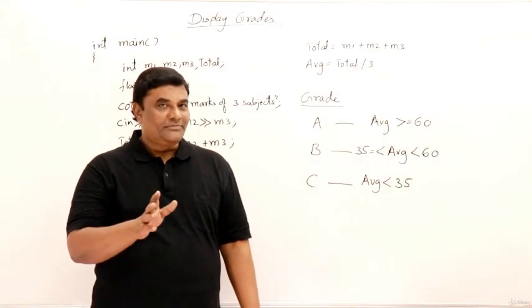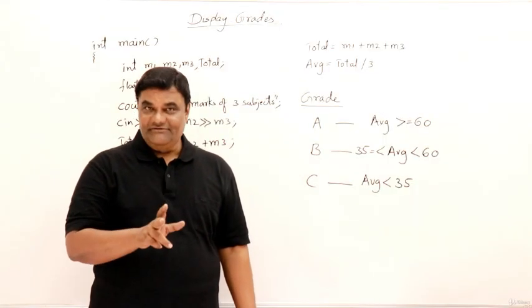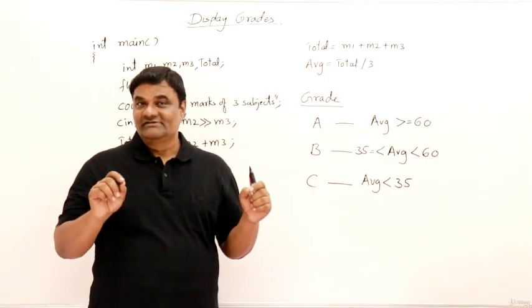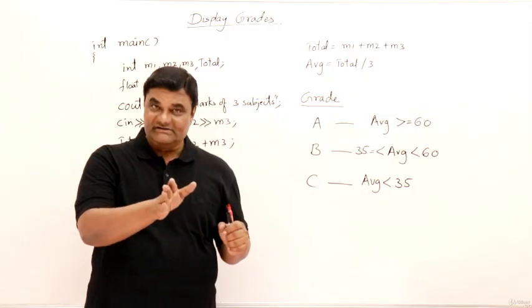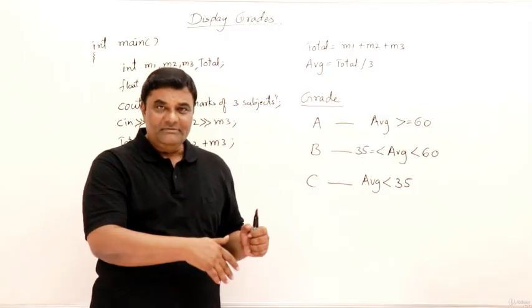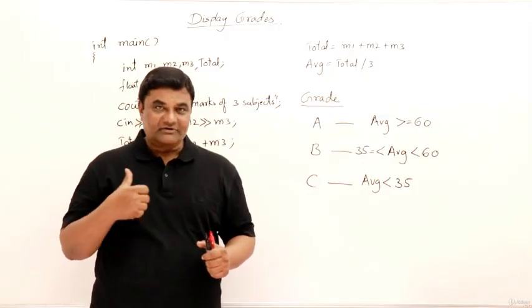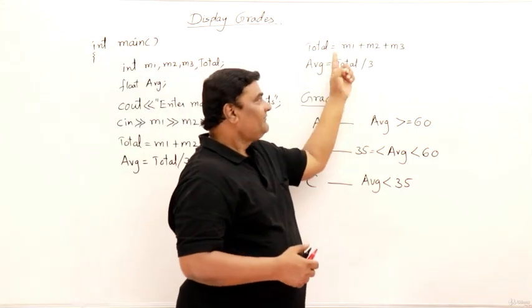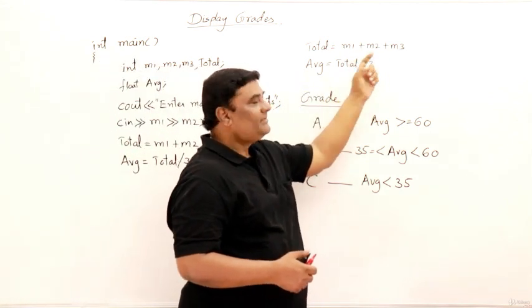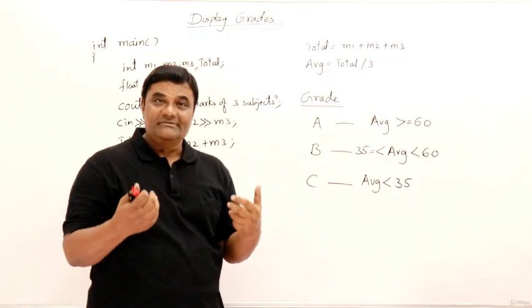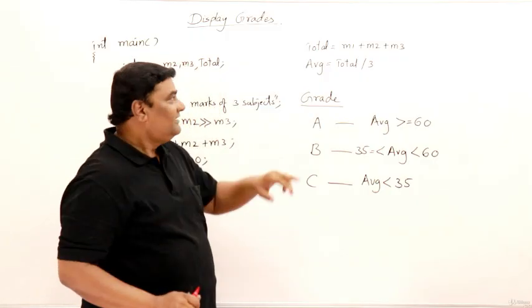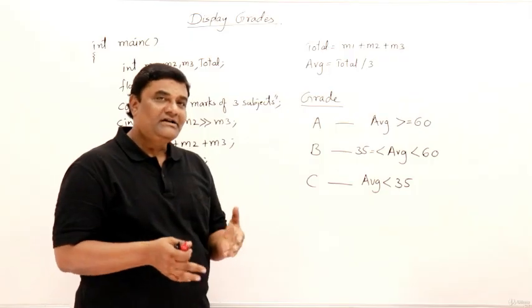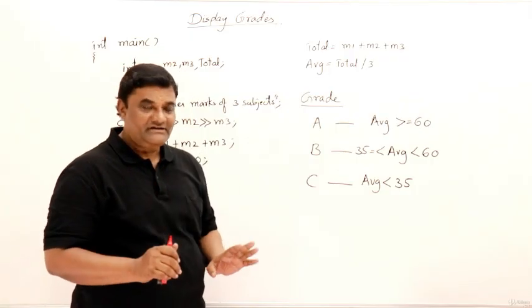Let us write one more program using nested if. This program is to display grades for the student based on their marks. So let us study the problem first, then I will write the program code. See, there are 3 marks from 3 different subjects, marks 1, marks 2, marks 3. We will take input as 3 marks, then find the total, then find the average. Then based on the average marks, we will display grades for the students.